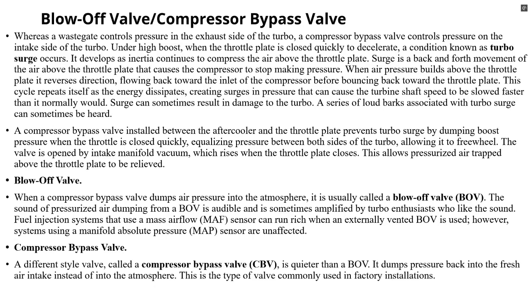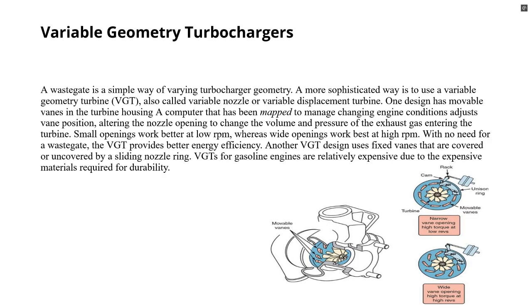Managing pressure on the intake side prevents turbo surge when the throttle plate closes quickly. Blow-off valves release air into the atmosphere, where CBVs recirculate it. Variable geometry turbochargers adjust turbine geometry for better efficiency and performance across various speeds. VGTs replace wastegates by using adjustable vanes controlled by a computer.